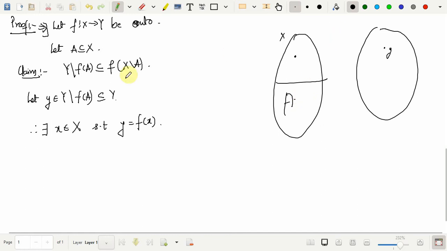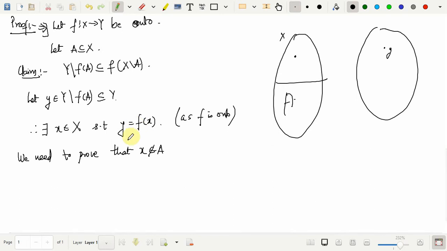Okay, so I'll write down. So this is true as f is onto. We need to prove that x is not in A, and therefore x should come from X difference A, from which we can immediately conclude that f of x comes from f of X difference A, that is y comes from f of X difference A. And this is not difficult to show. You try proving it using contradiction.